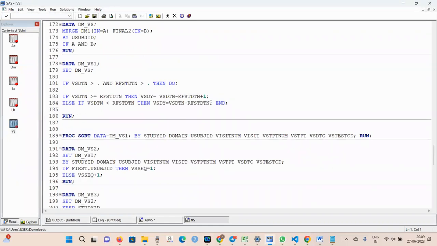So here we have calculated the VSDY. Okay, so how much time from the reference start date to the vital signs collection date. That is a duration, how many days it took.